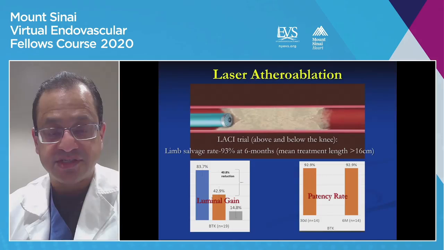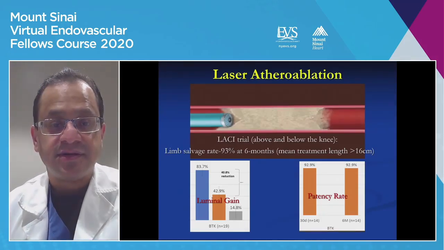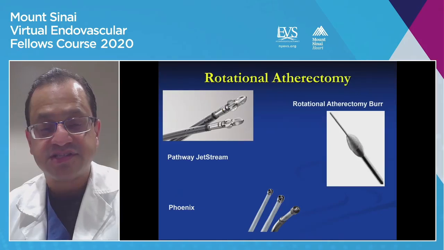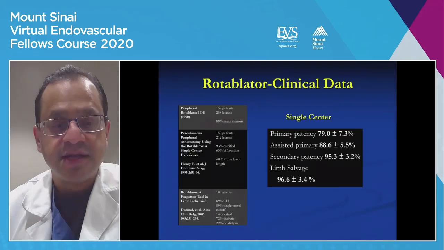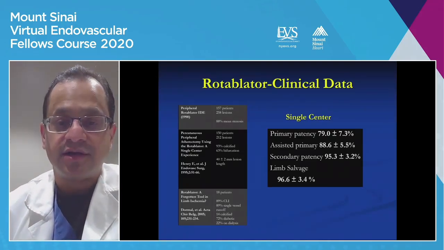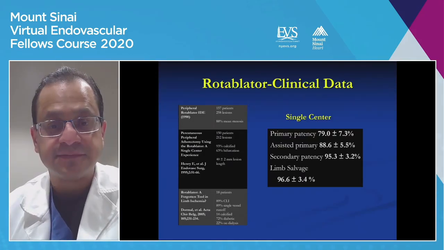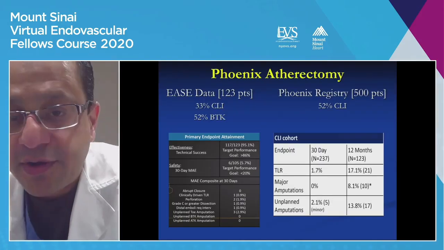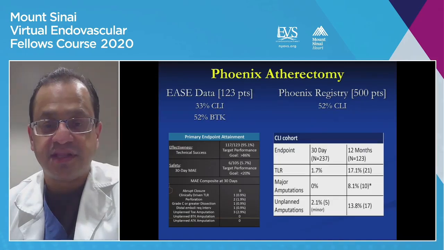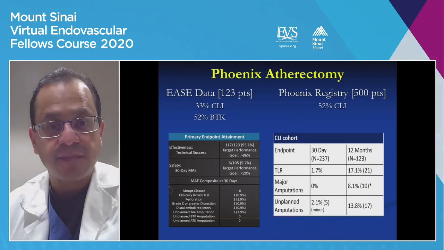Laser ablation, as you can see with the LACI trial, has excellent limb salvage rates, achieving good luminal gain and patency rates. And then in rotational atherectomy, you have at least three kinds. With the Rotablator, not a lot of data, but if you look at some single center studies in heavily calcified lesions, they do help achieve better patency rates, especially by modifying the vessel. Here's the Phoenix atherectomy, and they have a registry going on where 52% of the 500 patients are CLI. So we have to wait and see what the data pans out to be.